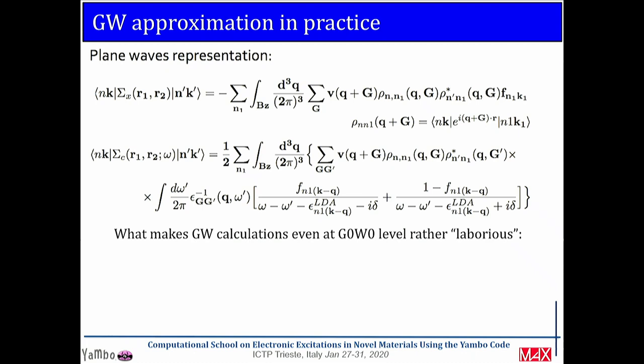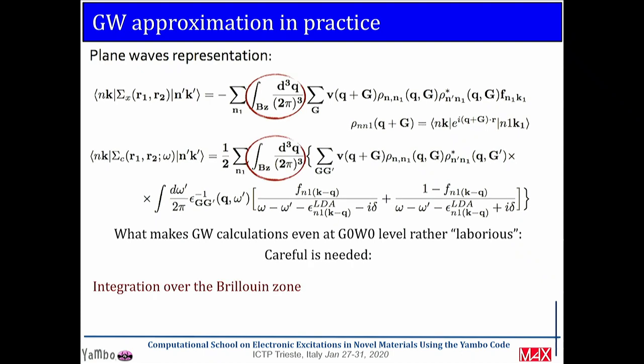As you have seen, to arrive at this expression we have already made several approximations. So we are talking now about what is called the G naught W naught. It means that the Green function is the G naught from the DFT calculation, and the W, also the polarization, has been calculated with G naught. So even at this level, the basic level, the calculation is rather laborious.